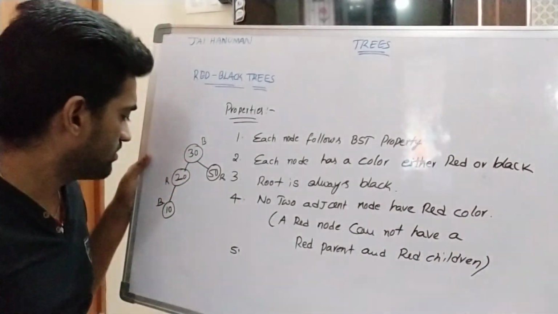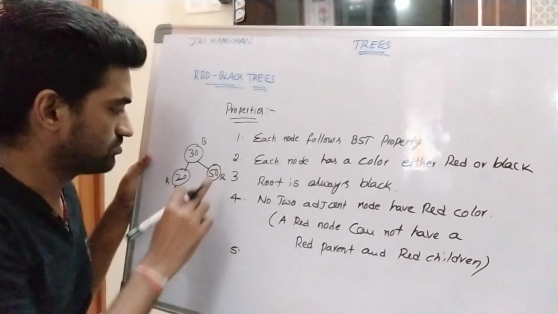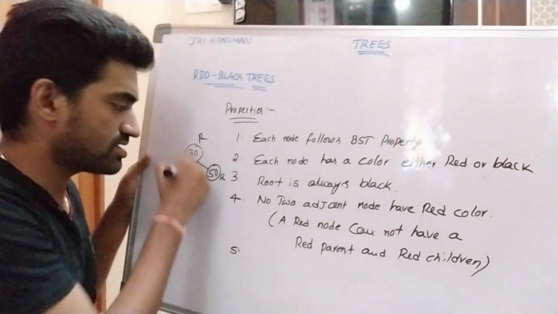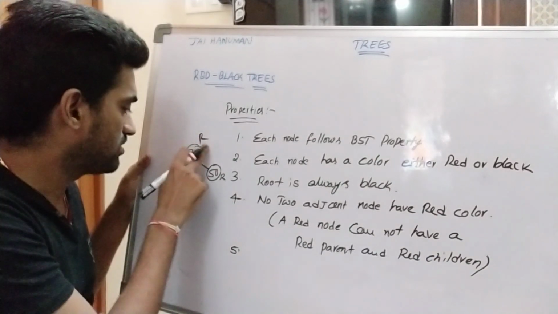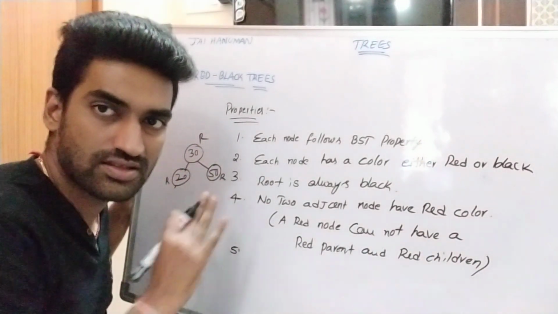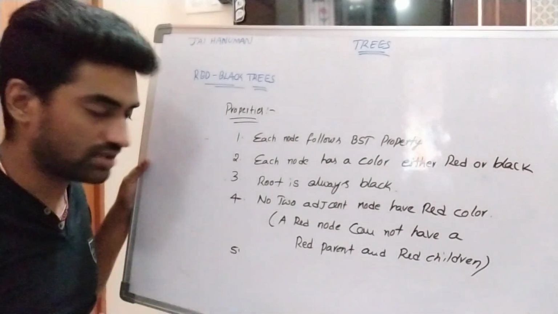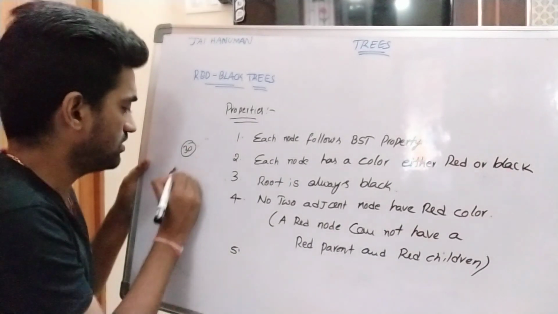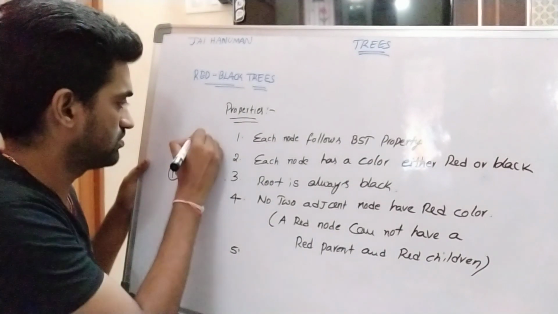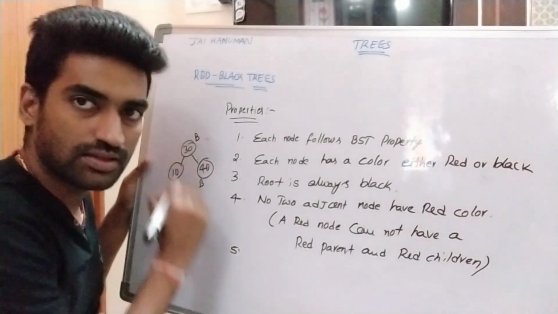Right? So here suppose this is not a red black tree. Why? Because here a red parent, red children relationship exists. So that's why this is also not a red black tree. Right? So here suppose I am considering 30, 10, 40. This is a red black tree.